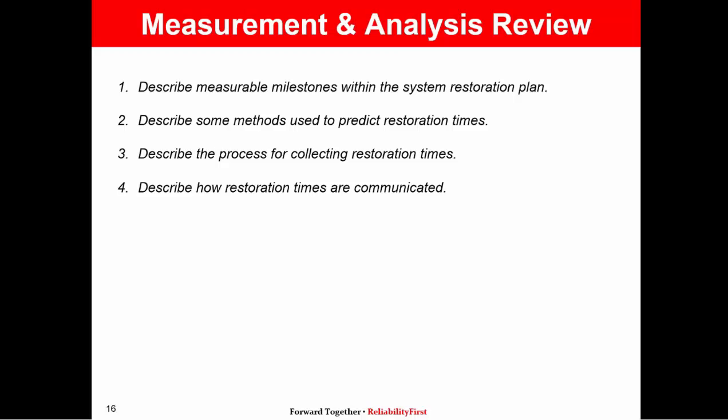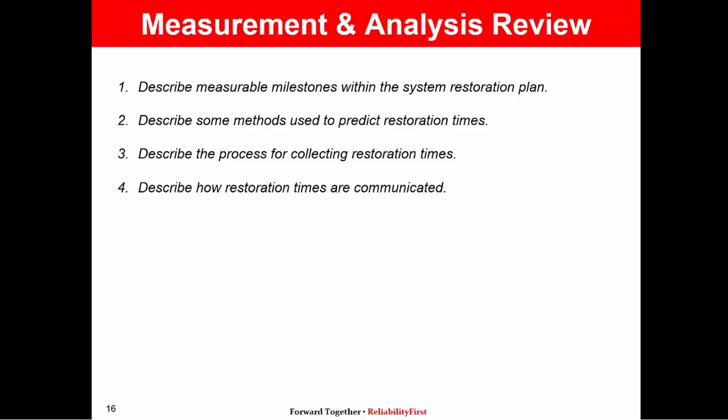All right, I hope you've had time to think about this. So for 1, where we're asking you to describe milestones within the restoration plan, this may be time to restore customers or time to return the system to a pre-event configuration or other. 2, we're looking for you to describe some methods used to predict restoration time. Restoration times may be predicted by identifying the failure mode. For example, a transformer or other equipment outage may have a predetermined length to restore.